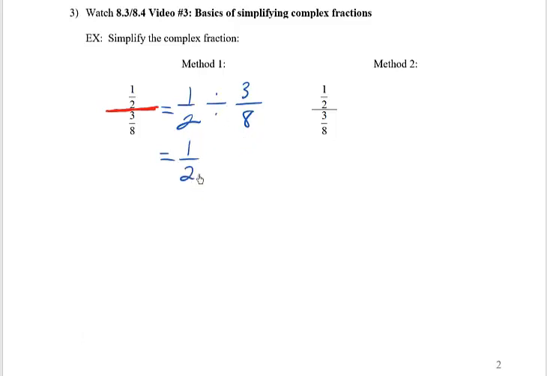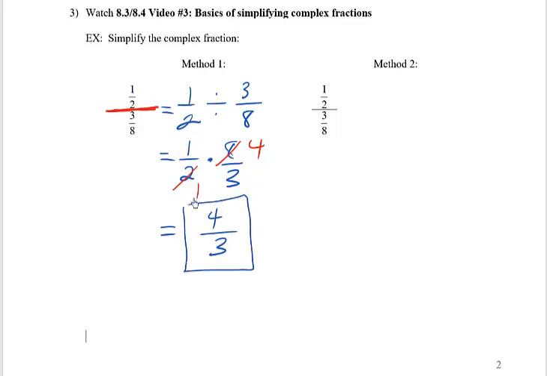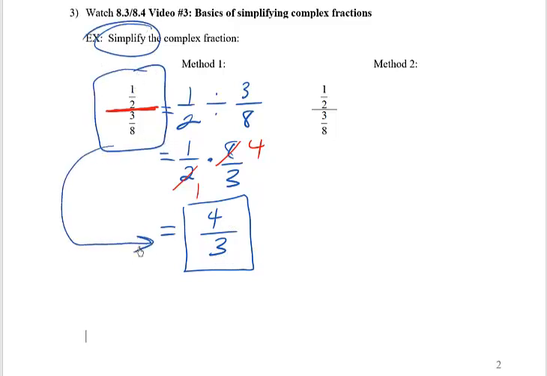How do I divide fractions? I don't. I change to multiply by the reciprocal. Then I look for opportunities to cross cancel. I've got a common factor of 2 there. And finally, I multiply across, 1 times 4, 1 times 3. The final simplified answer here is 4/3. So we simplified this complex fraction. It turns out that this thing is really just equal to the simple fraction 4/3.